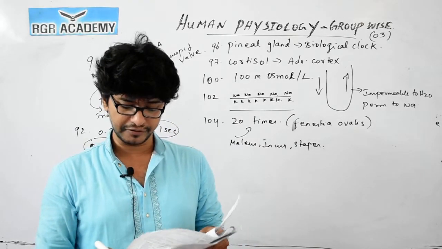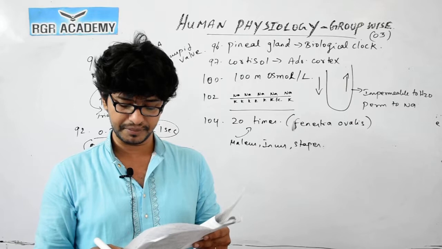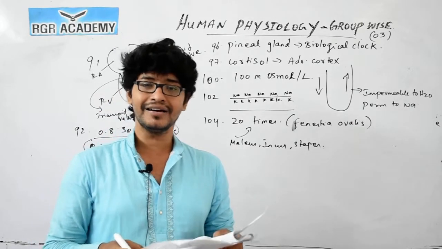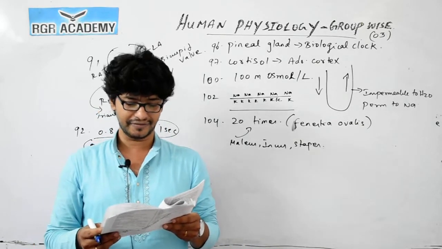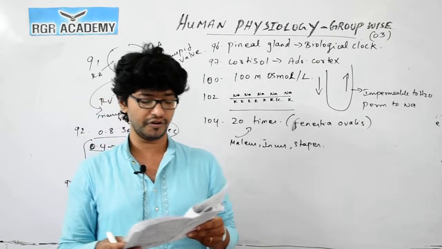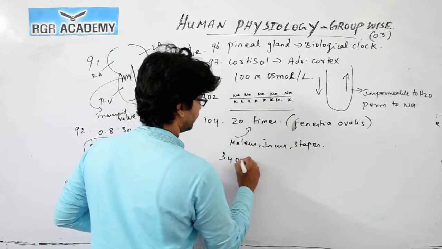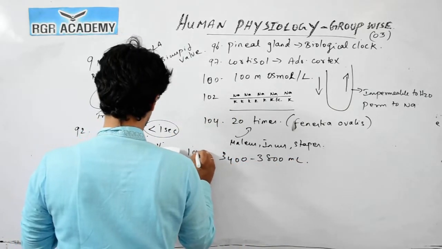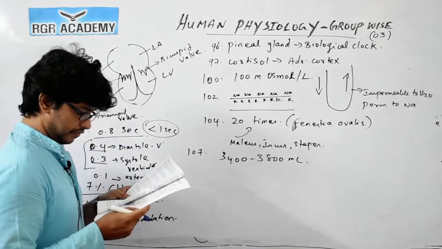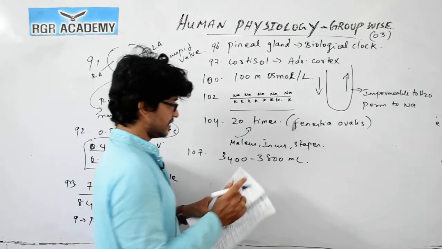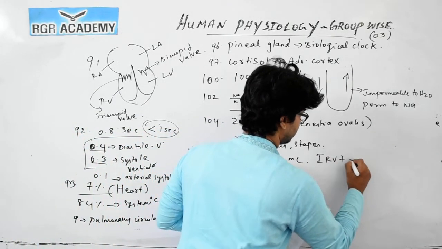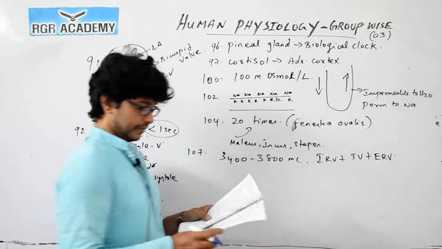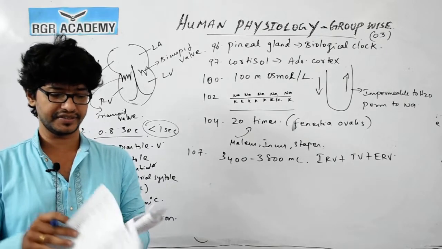Question 107. After forceful inspiration, the amount of air that can be breathed out by maximum forced expiration is equal to IRV plus TV plus ERV. Together this becomes 3400 to 3800 ml. So for question 107, option 3 is the correct answer, that is IRV plus TV plus ERV.